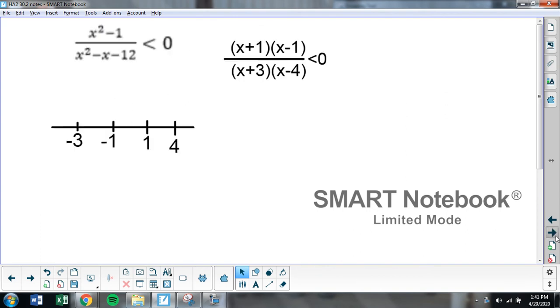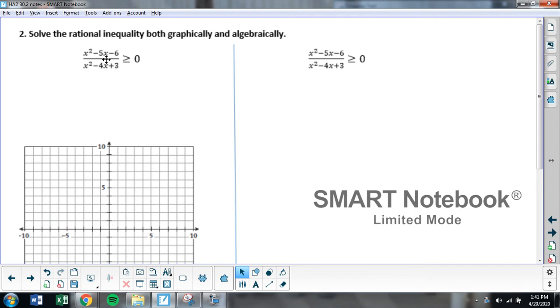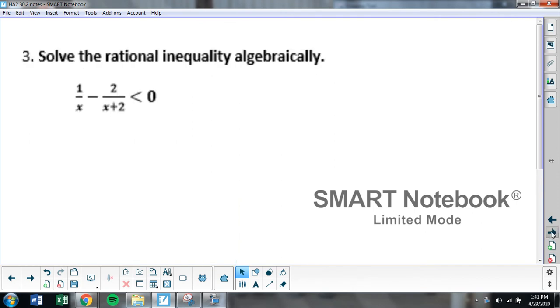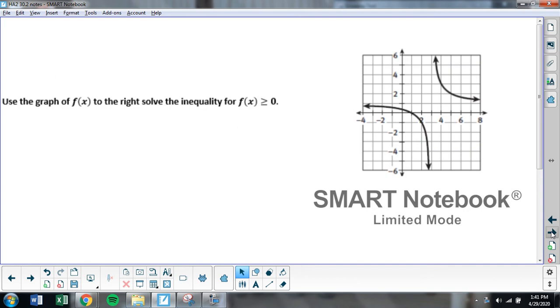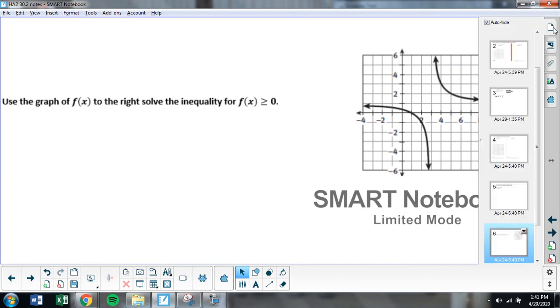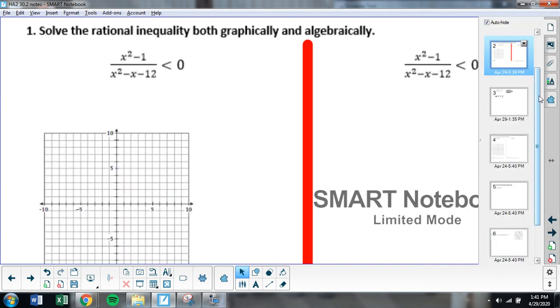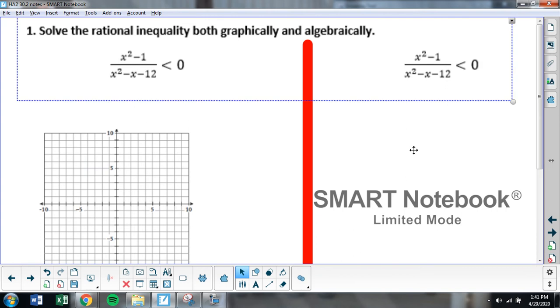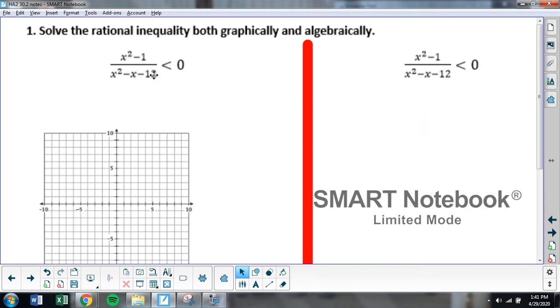When we get to number 2, same thing, graphically on the left, algebraically on the right. Number 3, just algebraically, and number 4, just graphically. So, what I want you to do is think of this as an equation. So we're going to graph the equation, and then we'll worry about what we do with the inequality.